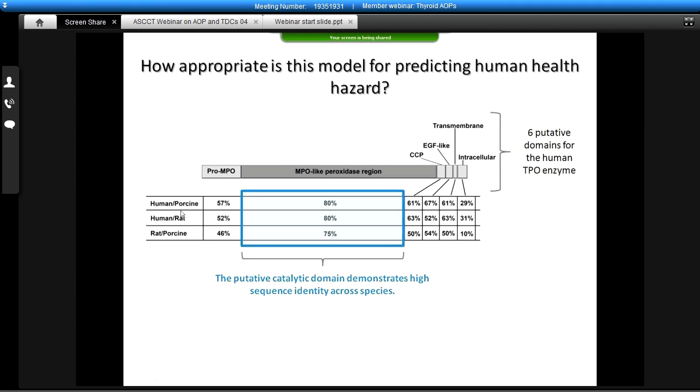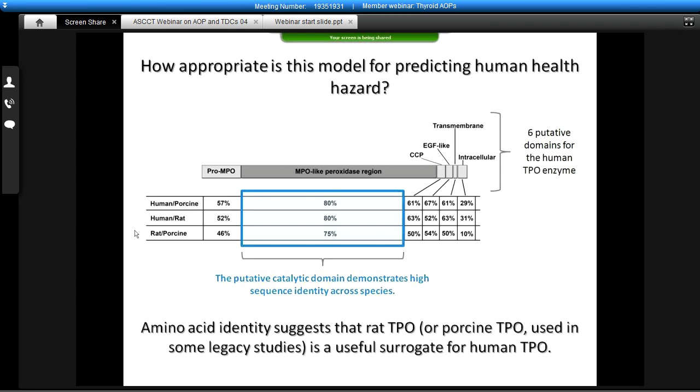So in each row, I'm showing a pairwise comparison. So this is human to porcine. Porcine TPO is used in a lot of legacy guaiacol assays. Human to rat, and then rat to porcine. And you can see that they all have around 80% amino acid identity. So this suggests that rat TPO is a useful surrogate for human TPO, and this is a screen that would be worth doing.